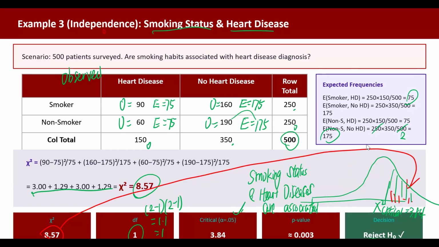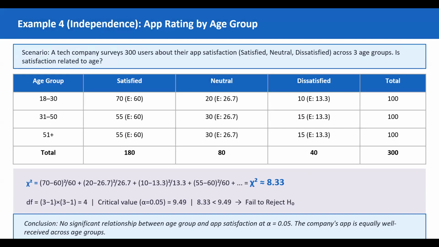Sure. So this is another example, example 4. Again, this is another test for independence. A tech company surveys 300 users about app satisfaction: satisfied, neutral, and dissatisfied. So again, we can only test for independence. That's the only thing we can do, because we have a row variable and a column variable. So, test for independence.